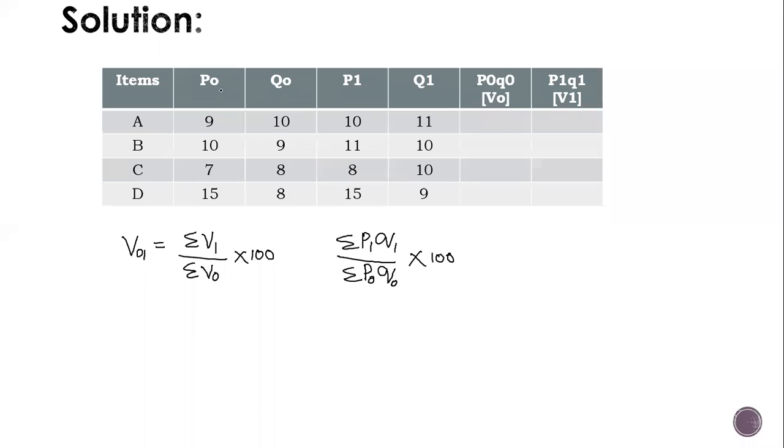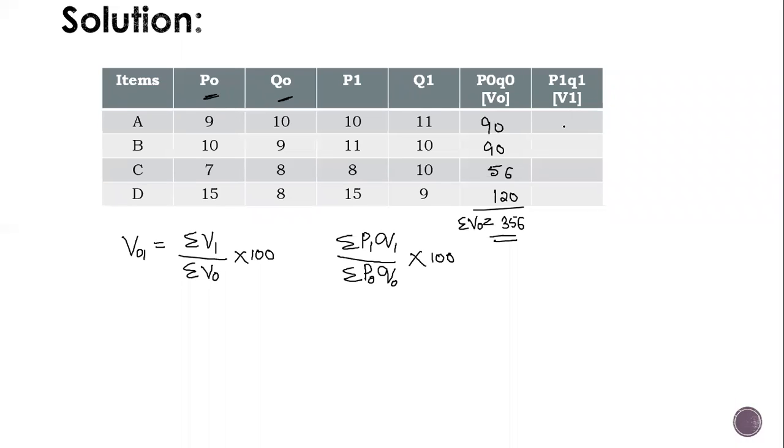Quickly multiply. First we have to find V0, that means P0 into Q0, price of the base year into quantity of the base year. 9 into 10 is 90. Second one, 10 into 9, 90. Third one, 7 into 8, 56. 15 into 8, 120. What is the total of summation V0? 356. Okay, now calculate P1 into Q1.